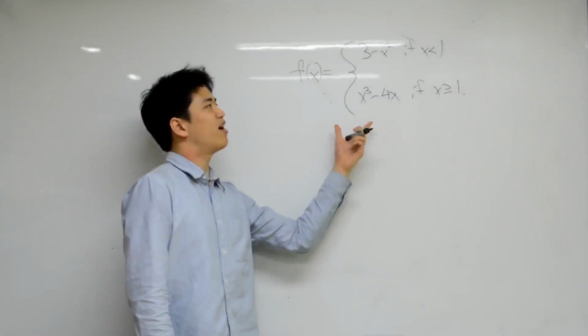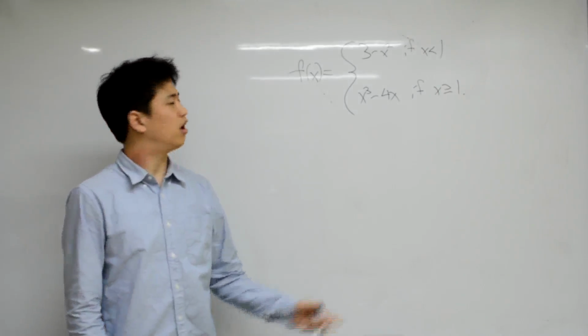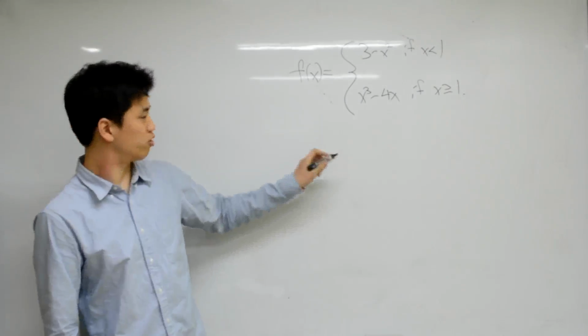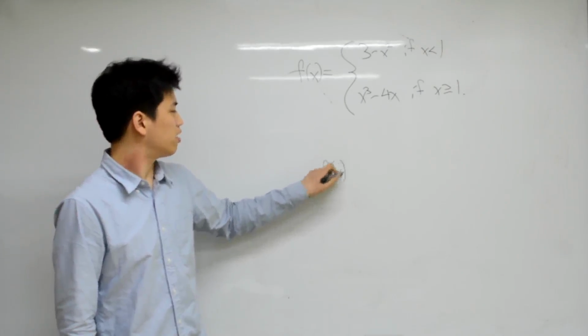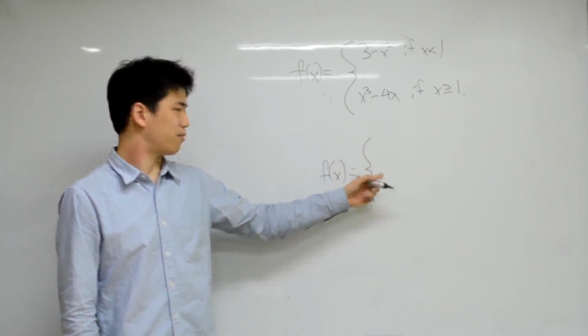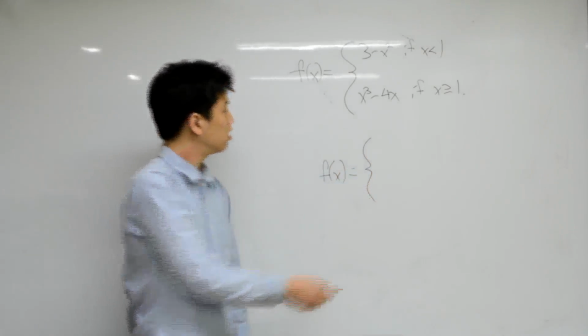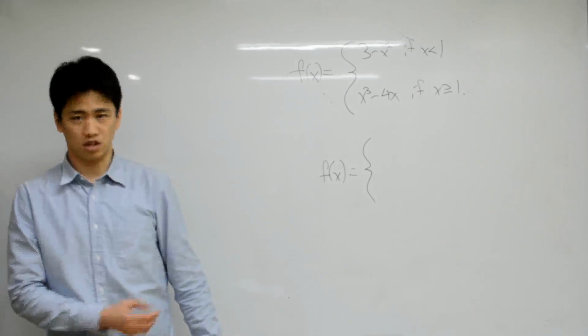So notice that when you have a piecewise function, it'll usually be written something like this. It'll be f of x equals, and then they'll have a big curly bracket, and then they'll have the different equations for the different parts of the domains. So this is usually what a piecewise function looks like.